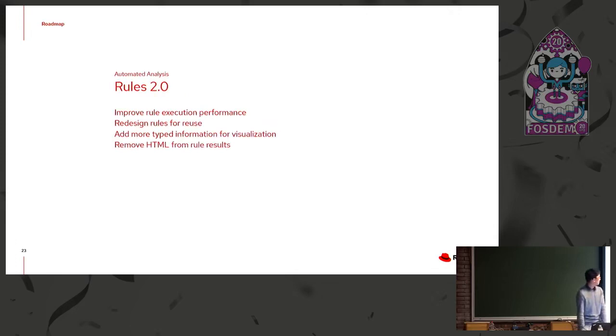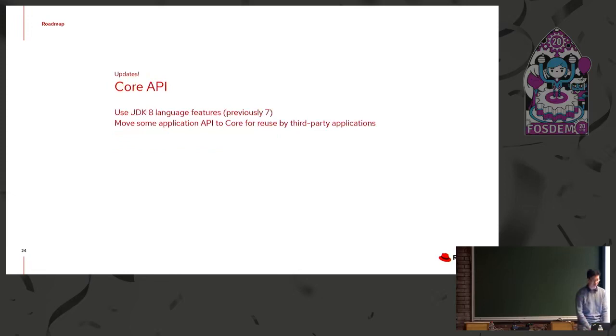So if you are interested, there are a lot of open issues for that, too. And then Rules 2.0, again, mainly the automated analysis section. There's going to be improvements for performance. There's going to be a redesign of the rules in general so that they can be reused. The idea from the developer was that you could use rule A results in rule B, and those could be used in rule C, etc., and build up rules in a more organized fashion than what they are now. And there'll be more typed information in the rule itself so that we can more easily visualize the rule results. And for whatever reason, some of them have HTML, and they're not going to have that in the future.